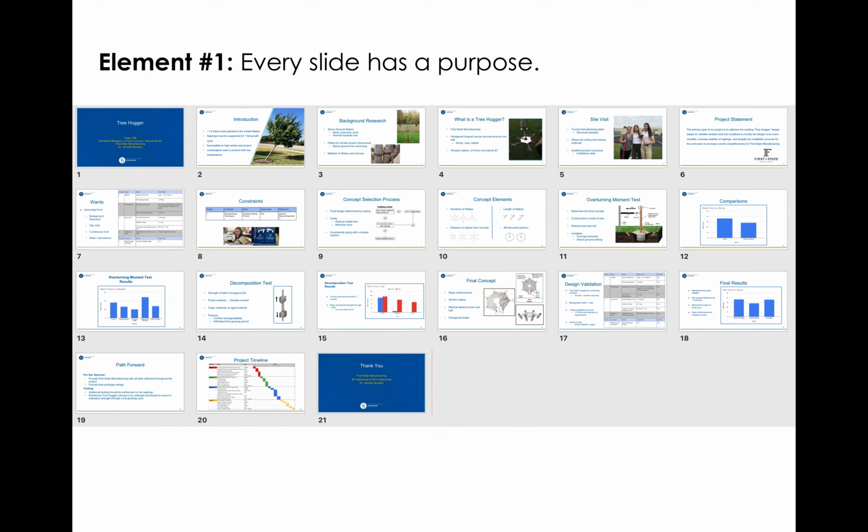All right, I'm going to critique the tree hugger technical presentation, which was my example from last time as well. Let's start with every slide having a purpose. And going through this slide deck, every slide definitely has a purpose. This was a 15-minute talk, 3-minute Q&A, 2-minute changeover. 21 slides, maybe I could sacrifice one. We talked about that last time.